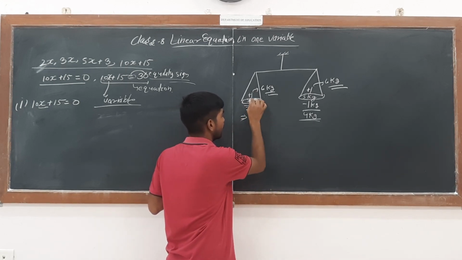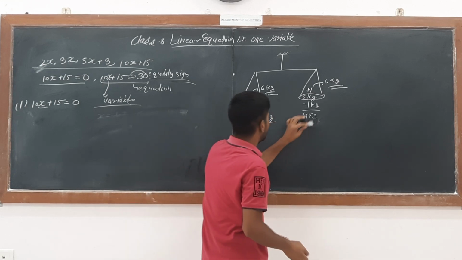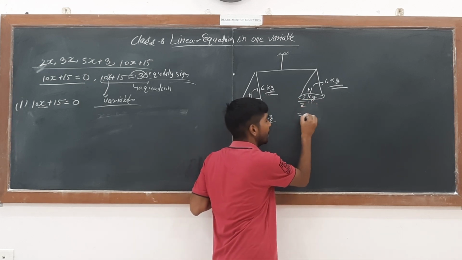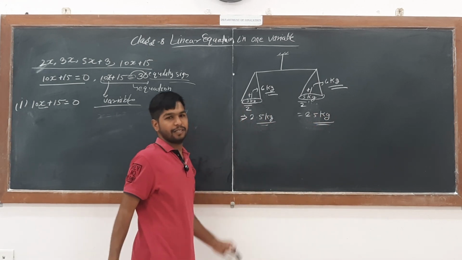That means 2.5 kg. Then here also I have to do the same thing. I have to keep 2.5 kg only. Then only it is put in balance.